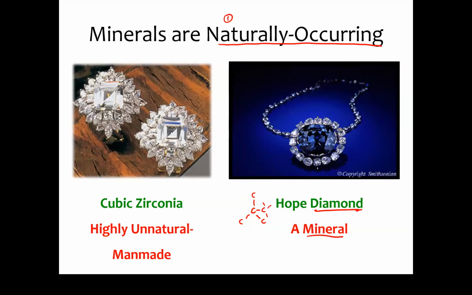They're naturally occurring. Whereas we make this substance called cubic zirconia, we've never found this naturally occurring, this combination of zirconium and oxygen. Because we never find it naturally, and we only ever make it to substitute for diamonds, to make cheap diamond substitutes, this is not a mineral because it's man-made.